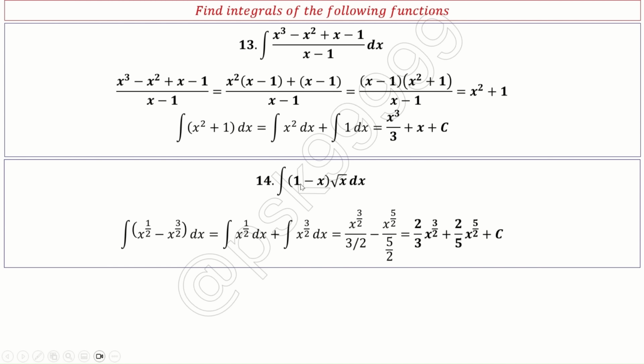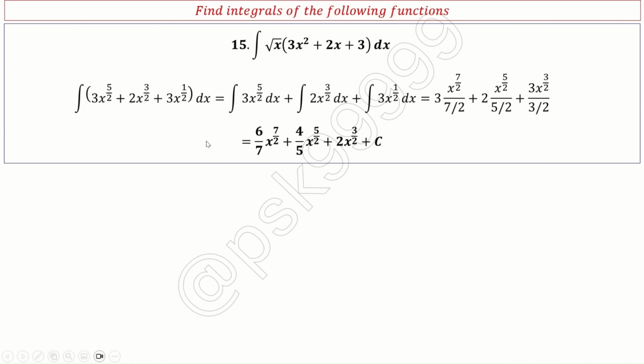Okay, so this is again same. You multiply x to the power of half with each of the terms. So you will get integration of x to the power of half minus x to the power of 3 by 2 with respect to x, which is nothing but 2 by 3 x to the power of 3 by 2 plus 2 by 5 into x to the power of 5 by 2 plus c.